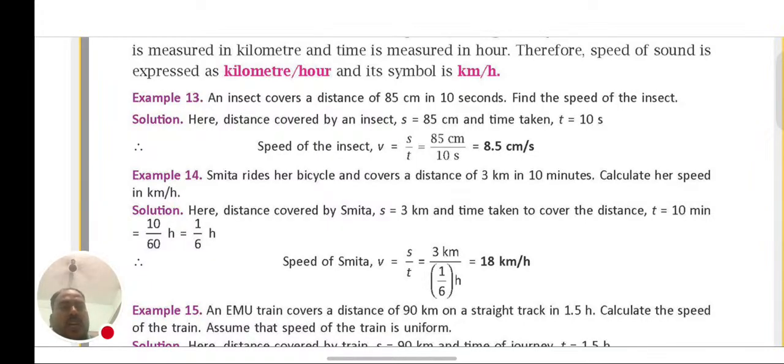So distance how much is given? 3 kilometer, and time is given 10 minutes. So minutes we have to convert into hours. So we will do the division, 10 upon 60. Yes or not? So then what we will get? We will get 1 upon 6.